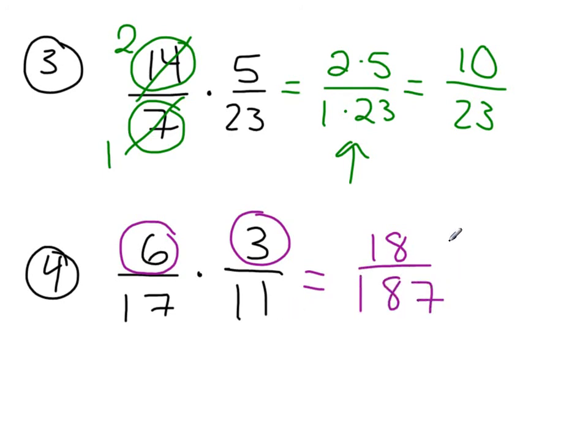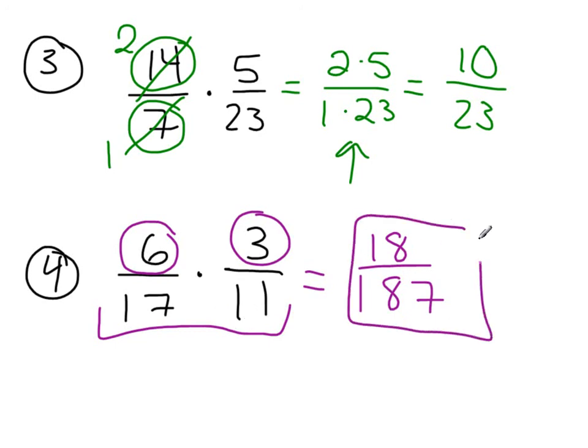And we can't reduce this because we already checked ahead of time. We said we couldn't reduce anything here, so there's nothing more we can reduce. As much as you would like to, because you're like, ooh, there's 18s now, it just doesn't work out that way. So that's how we multiply fractions. We just multiply straight across. If we can ever reduce, we do so. And that's it.